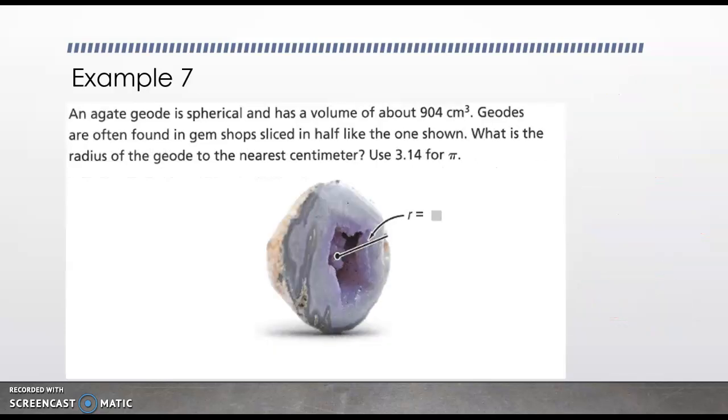Last example for this lesson. A geode is spherical and has a volume of about 904 centimeters cubed. Geodes are often found in gem shops sliced in half like the one shown. What is the radius of the geode to the nearest centimeter? So we want the radius. We know the volume. I know that volume equals 904 cubic centimeters. That right there, again, is our clue that that is the volume.